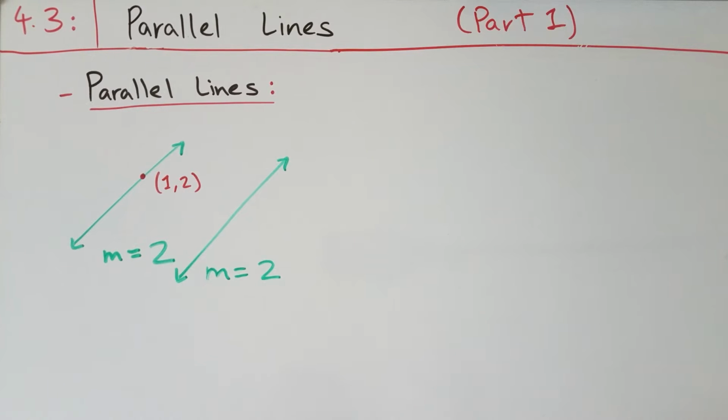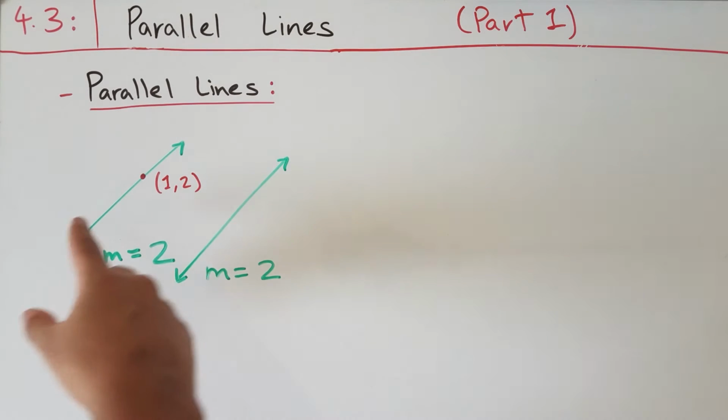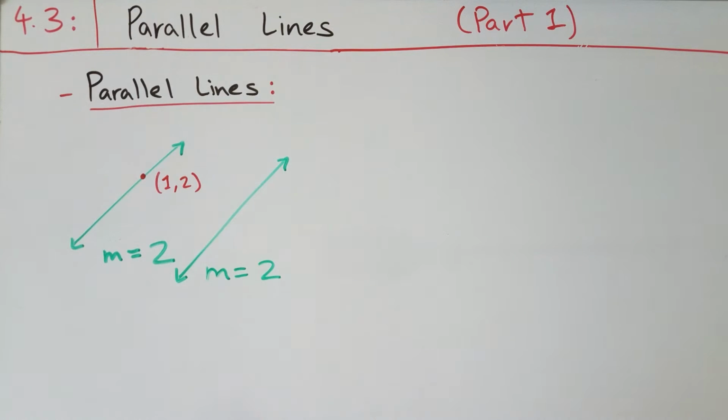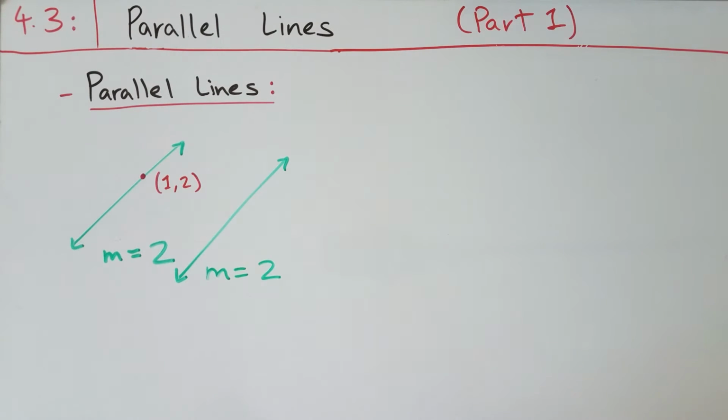Because you can see that as the change in x increases by some value on this line, it also increases by the same value on this line. And similarly, if you increase the y on this line, then it will also increase by the same amount of y on this line, which tells us that the slope is equal to 2 for both of these lines.